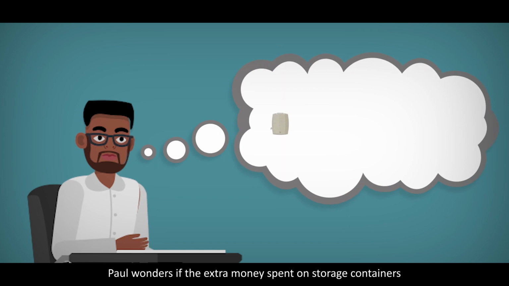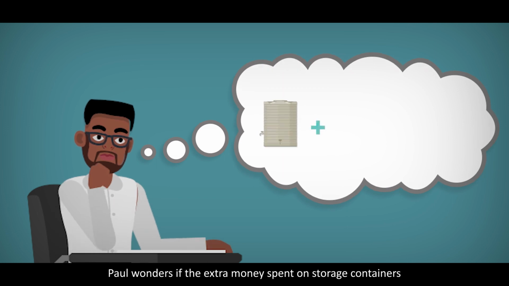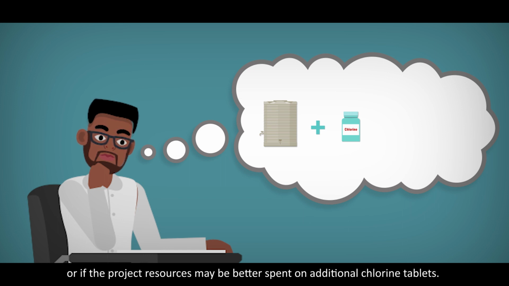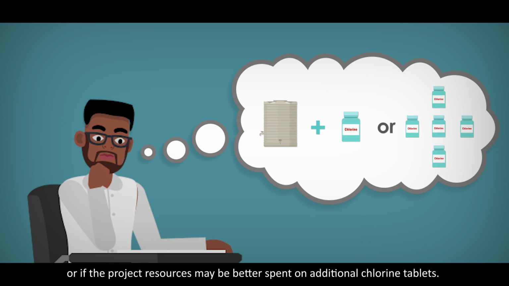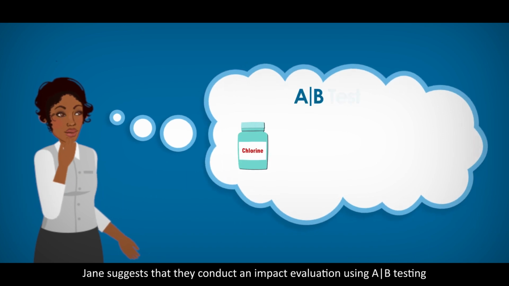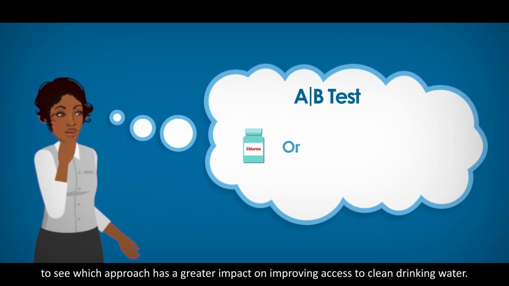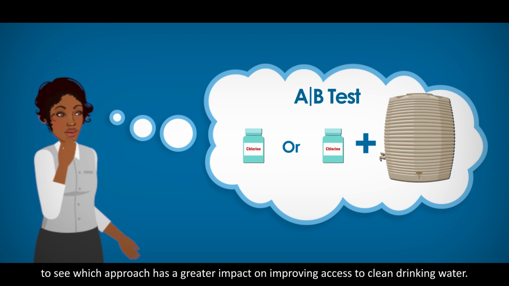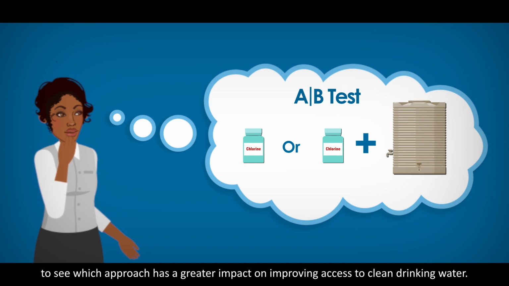Paul wonders if the extra money spent on storage containers will improve access to clean drinking water, or if the project resources may be better spent on additional chlorine tablets. Jane suggests that they conduct an impact evaluation using A/B testing to see which approach has a greater impact on improving access to clean drinking water.